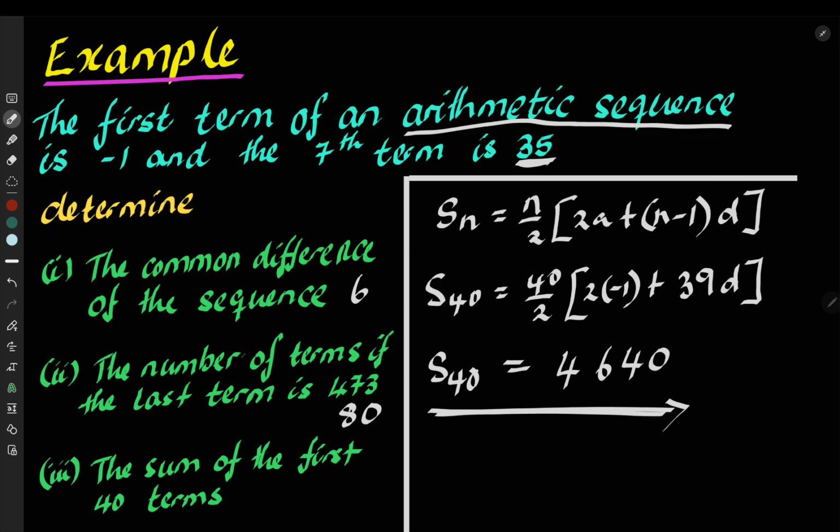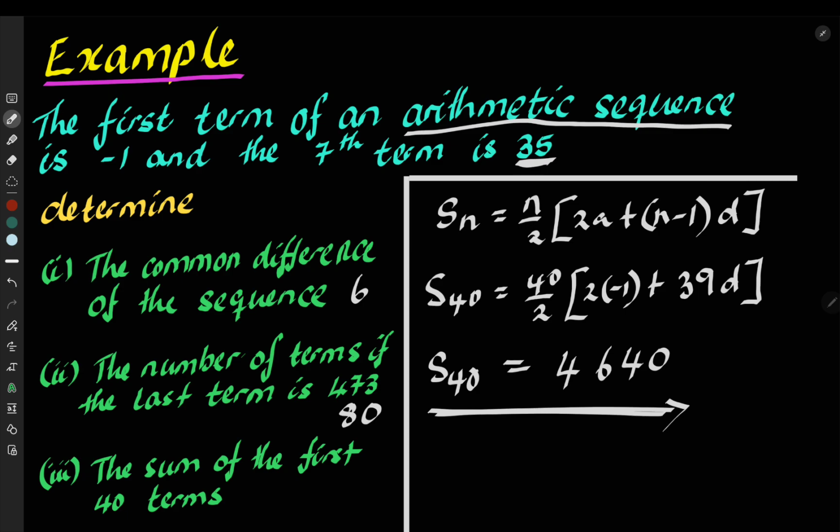Let me know if you have any questions on the arithmetic. Just to summarize, remember the common feature of the arithmetic sequence is that it has the first common difference. If you are asked to determine the sum, you just use the formula n over 2 bracket 2a plus n minus 1d. Also, if you have the last term, remember it's n over 2 bracket first term plus the last term, then you can also determine that. So let me know if you have any questions.